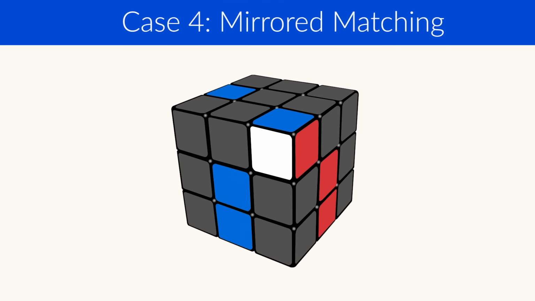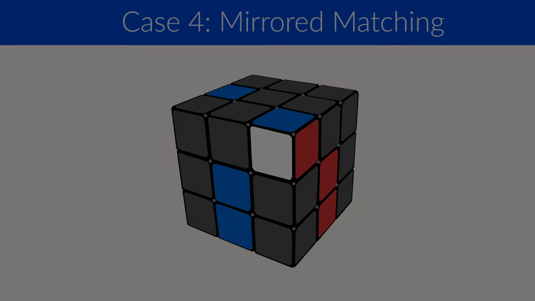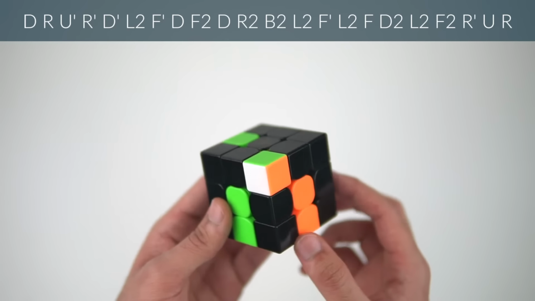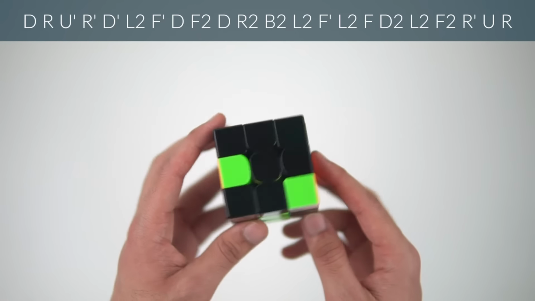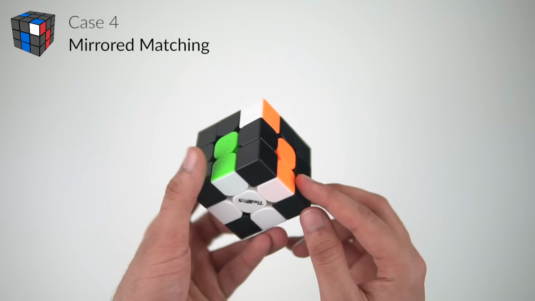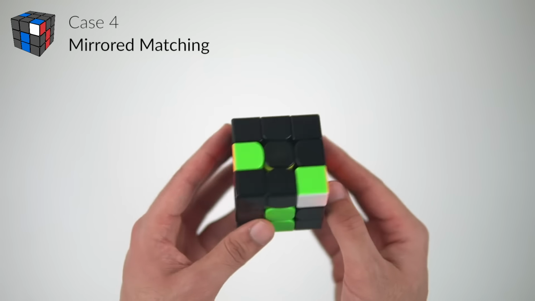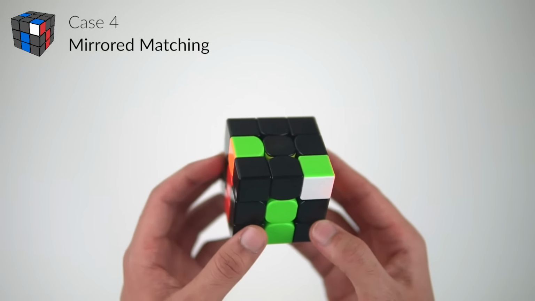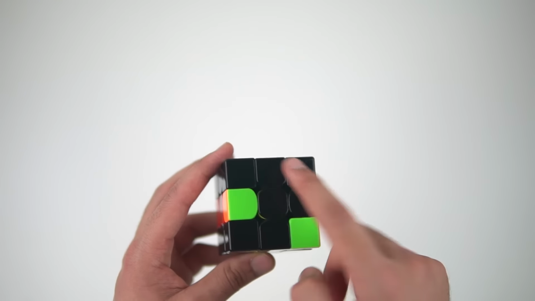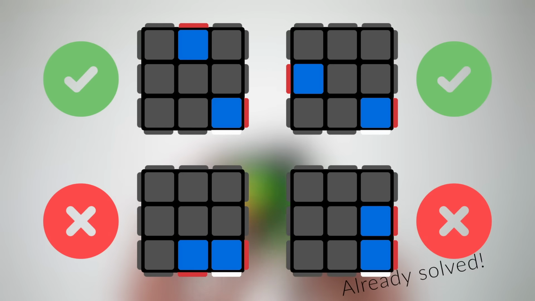Alright, now let's get into the mirrored cases, the first of which is the mirrored matching case. The main difference you'll notice between this and the regular matching case is that the white sticker on the corner piece is now facing the front instead of the right, with the corner piece still being positioned on the front right of the cube, right above its slot that it's going to go into. So in this case, we're looking at the green and orange pair. And just like with the regular matching case, in this one, the edge can be in either the back or the left position. It doesn't really matter. It just can't be in the front or the right positions.